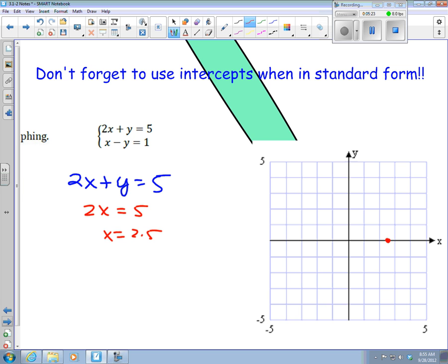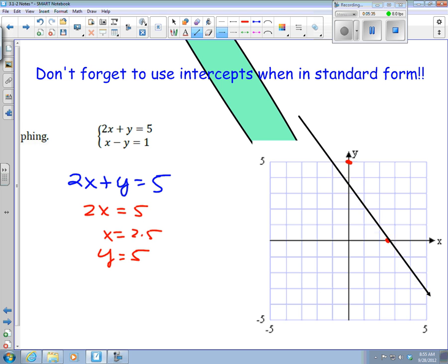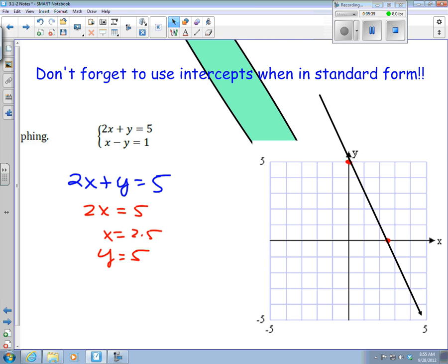Plug in 0 for x, and you get y equals 5. So there's my y-intercept. You can also use the cover-up method, I guess you could say. So I got those 2 points. Let's throw a line through them. Well, I'm pretty close right there.